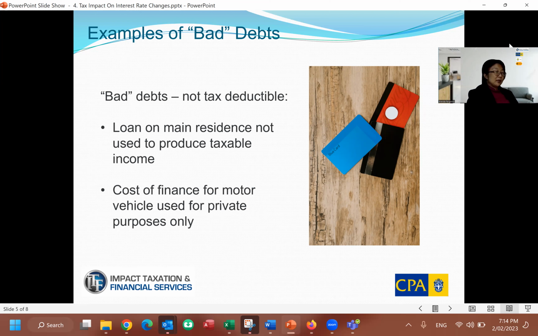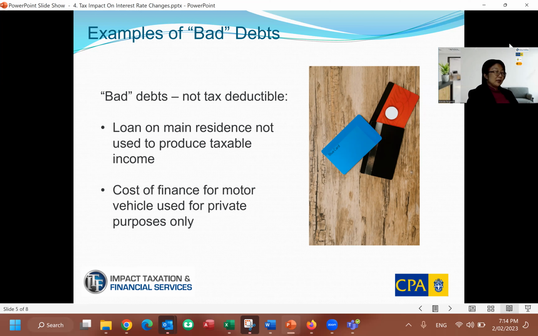Sometimes people look at the interest rate increase and panic. They think, I have to pay $1,000 more, that's going to be more interest I need to pay. But the reality is that after tax, your real cost could be only $530, if you're at the top marginal tax rate, a really high income earner.